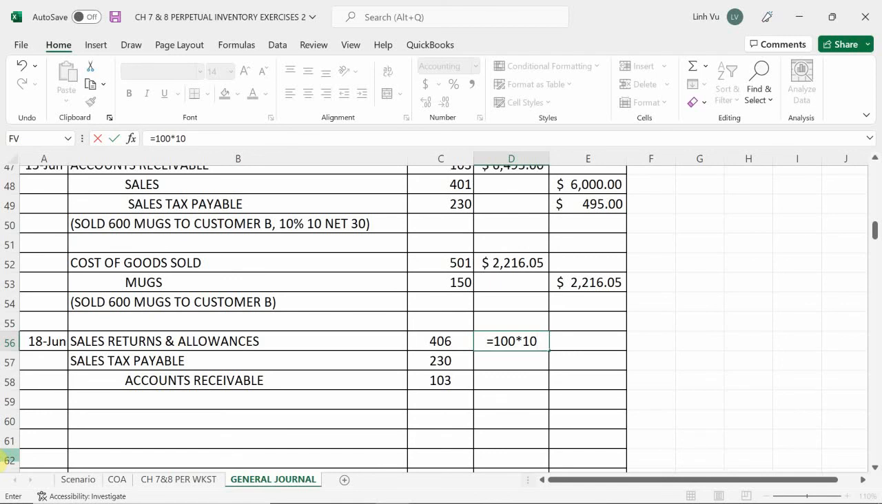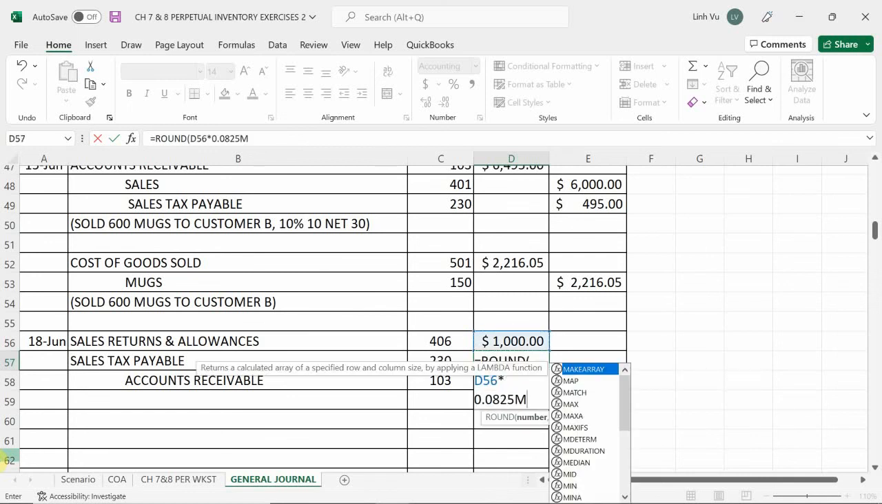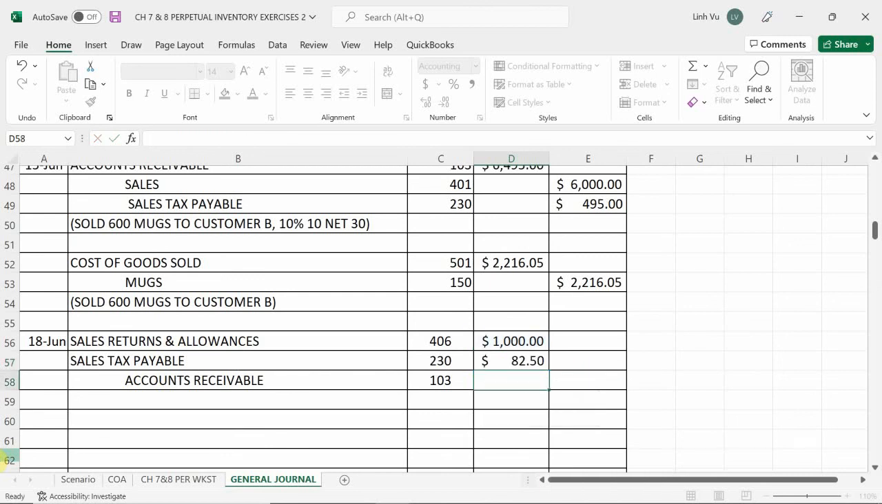Can that be 1,000? That will be 1,000. How much sales tax money am I going to be returning back? $82.50. Okay, so therefore, I'm going to be refunding off of their account $1,082.50. Okay?